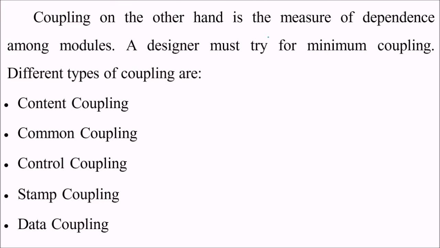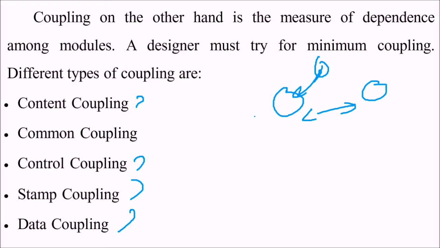Coupling, on the other hand, is a measure of dependence among modules. A designer must try for minimum coupling. And there are different types of coupling: content coupling, common coupling, control coupling, stamp coupling, and data coupling.